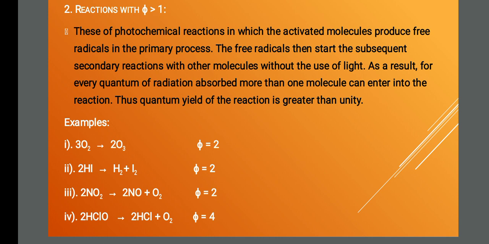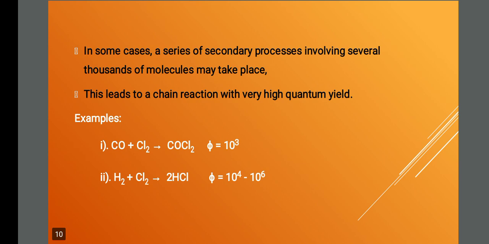Okay, and the last one, there are certain exception cases for this. A series of secondary processes will take place in some cases. Here, the series of secondary processes involving several thousands of molecules may take place. It leads to a chain reaction with high quantum yield. Did you understand? So what did I teach you in the third case? Free radicals will form, and those free radicals continue the process without absorbing light further. So one quantum of light is absorbed and many molecules react. So phi value will be greater than 1.